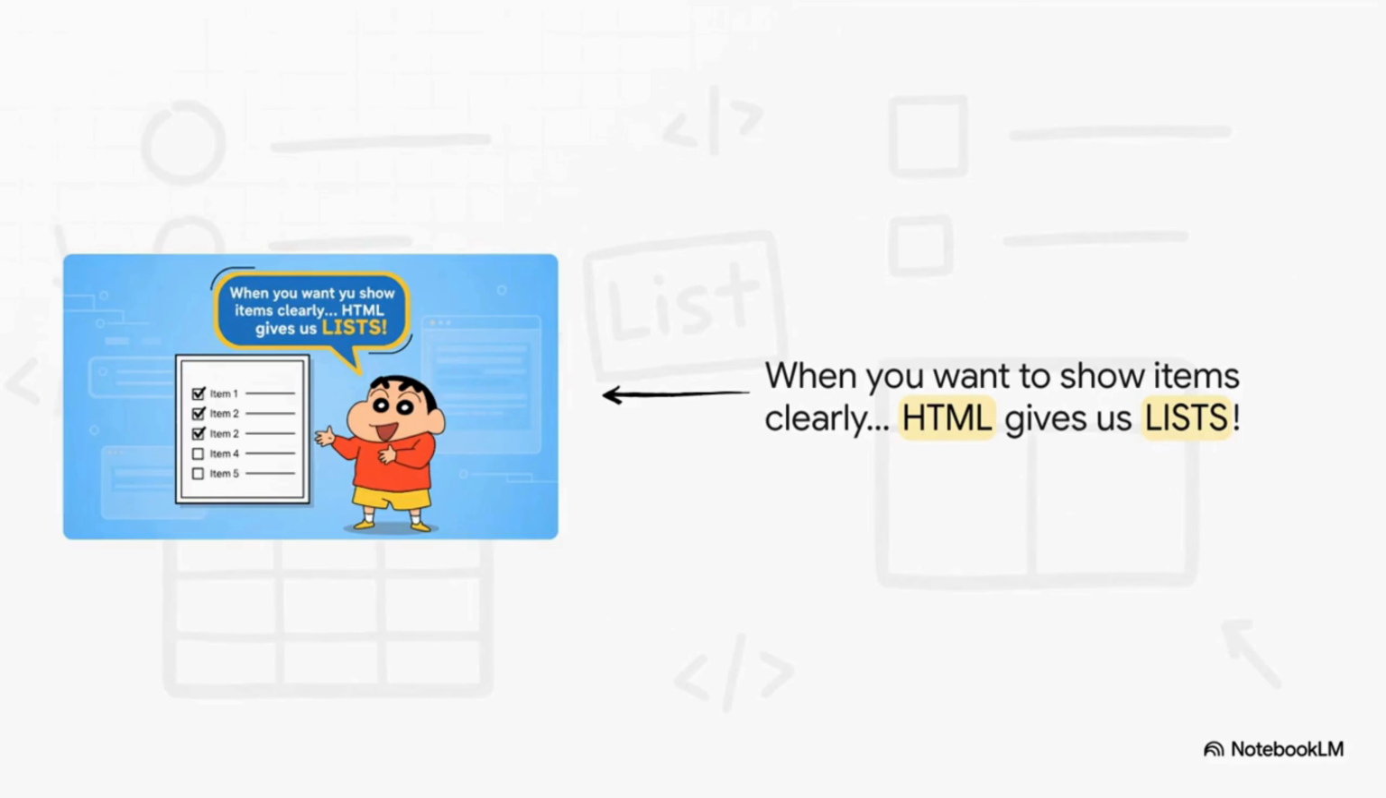I mean, just think about it, right? A shopping list, the steps in a recipe, the features of a new phone. Whenever you want to show a series of items in a way that's super easy to scan and understand, HTML gives us lists. It's the cleanest way to group things together.